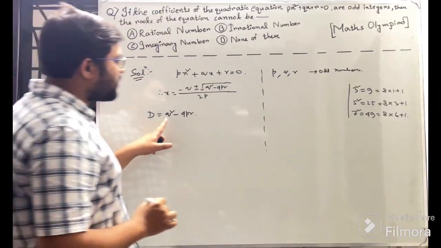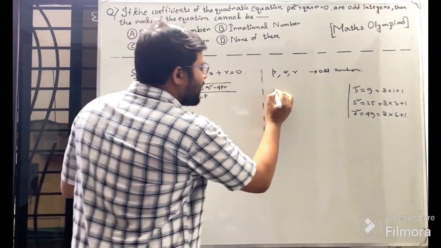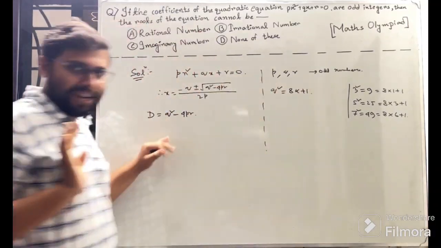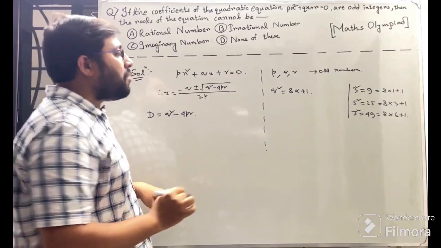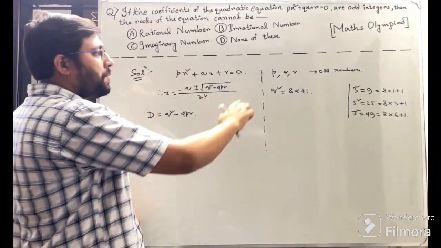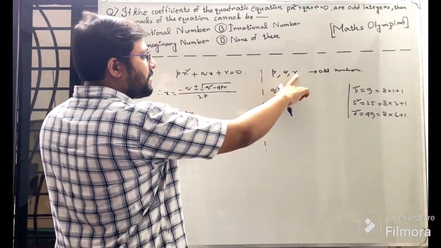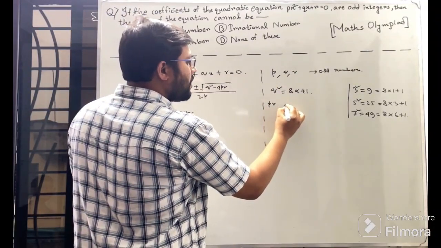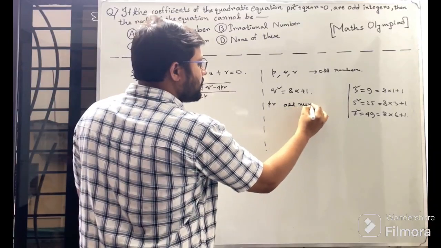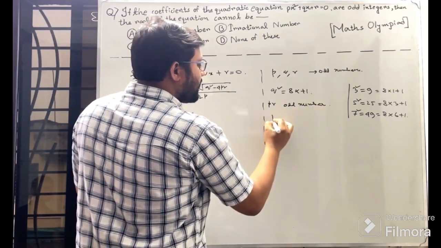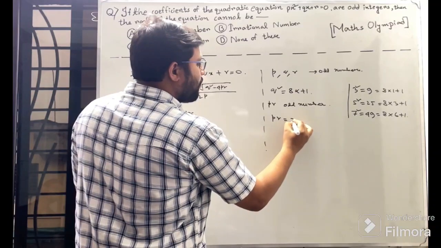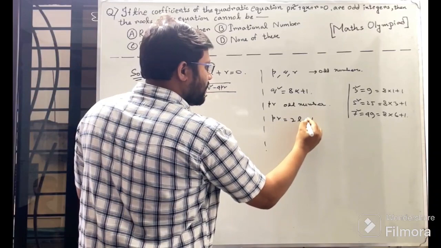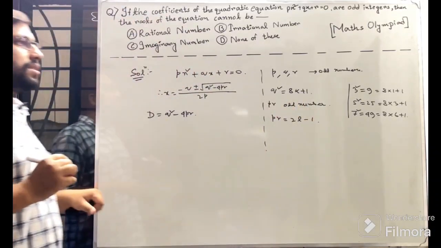So since q is an odd number, we can write q square in the form 8k plus 1 where k is an integer. Now another thing, p is also odd and r is also an odd number. So the product of two odd numbers is always an odd number, and we know that an odd number can be written in the form of 12 plus 1 or 12 minus 1. Suppose this is 12 minus 1.